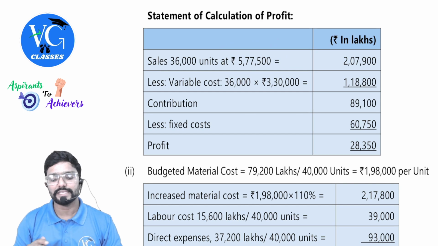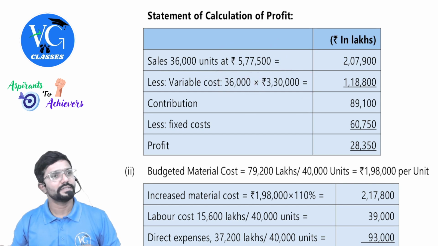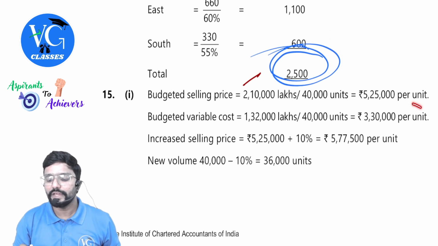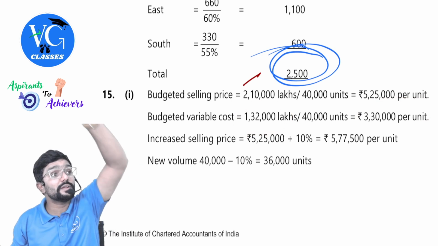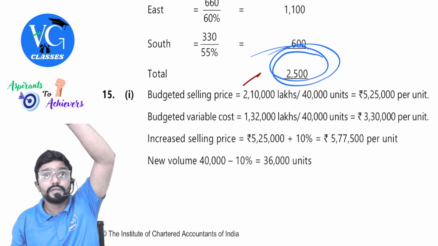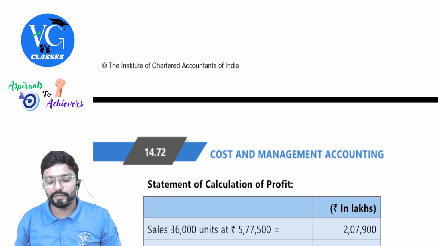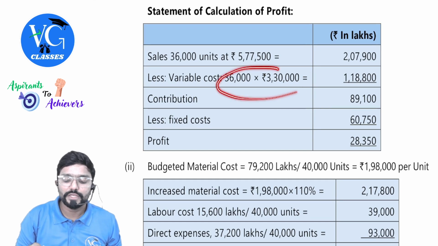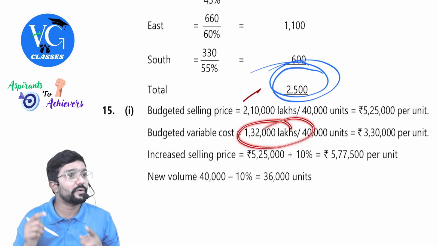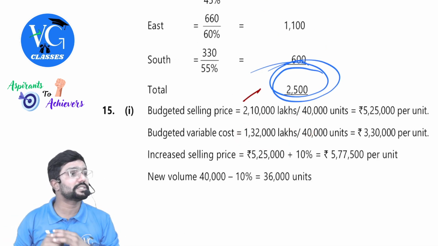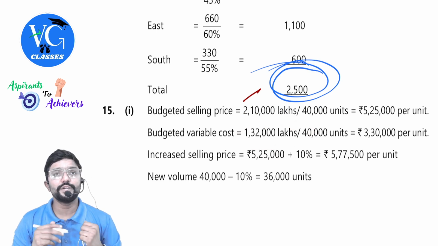Variable cost would be how much, guys? 36,000 units into 3,30,000. 3,30,000. Where we have got this? And sir, where did you get this 132? Guys, all the variable cost total. Clear? All the variable cost total. Okay. 3,30,000 is per unit. So 36,000 into 3,30,000. Please be careful. Don't take the copy paste. When volume changes, variable cost changes.